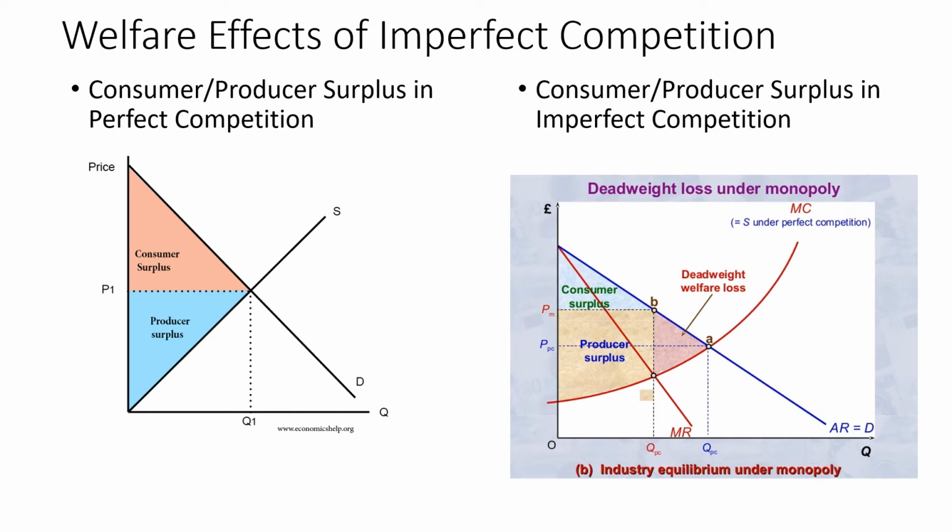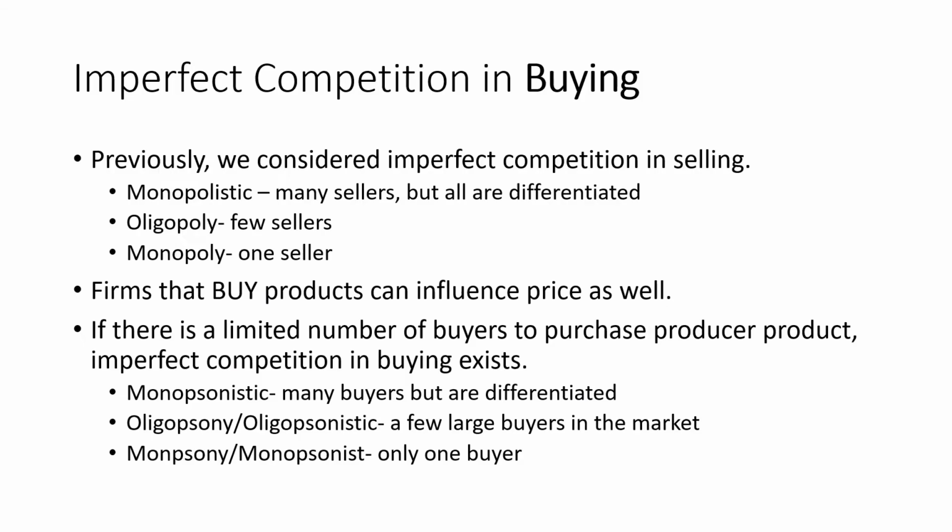This slide just sort of summarizes some of that for you, comparing what the perfect competition producer and consumer surplus looks like, and then imperfect competition producer, consumer, and deadweight loss. As you can see, there's no deadweight loss in perfect competition.